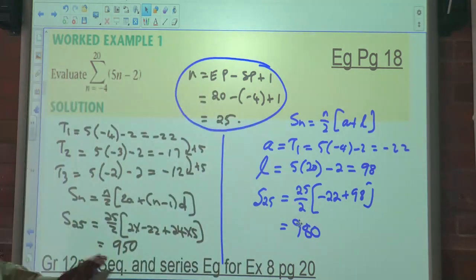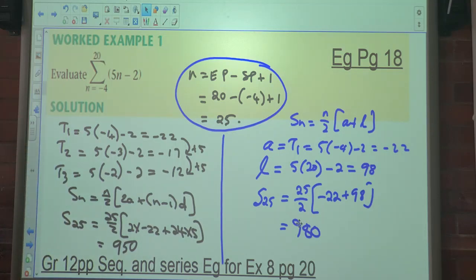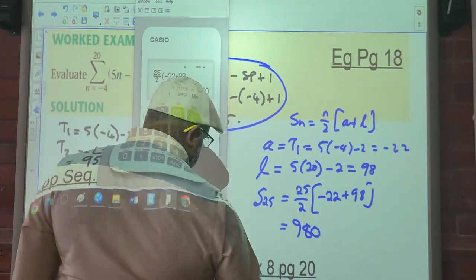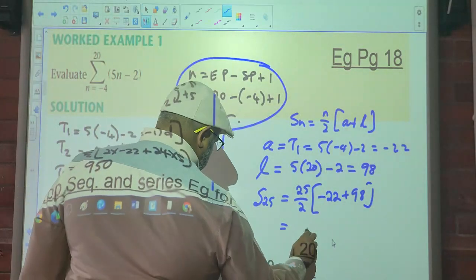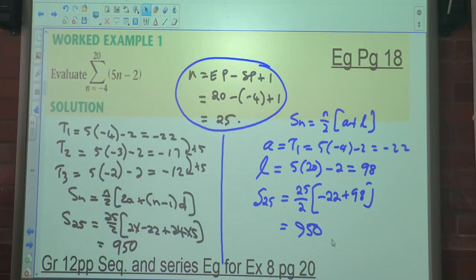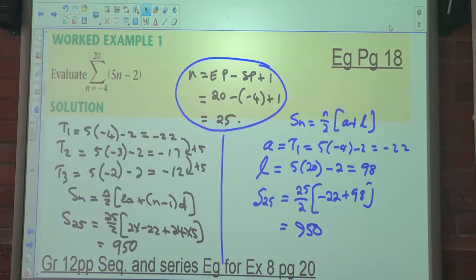Of course, it must give you the same answer, not so? Because if you use any method, it should give you the right answer, provided you don't make a mistake. Must I do both in the exam? No, you do one of the two. Okay. Sorry? 950. Did I make a mistake? Yes, sir, I wrote it down wrong. Okay, thank you, my girl. 950. Okay. Any confusion here? No? Let's carry on.